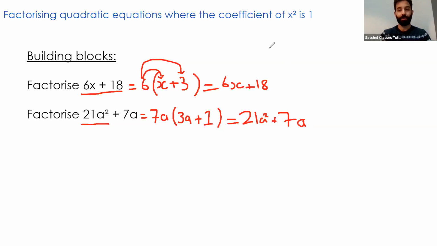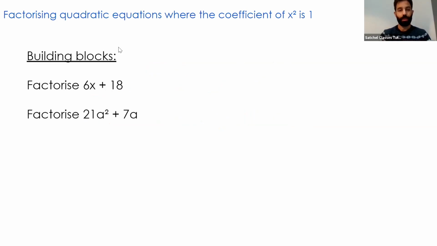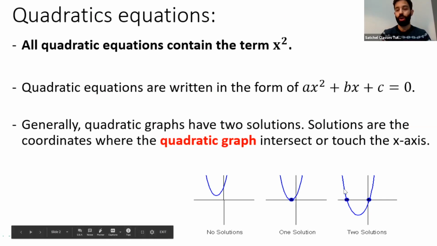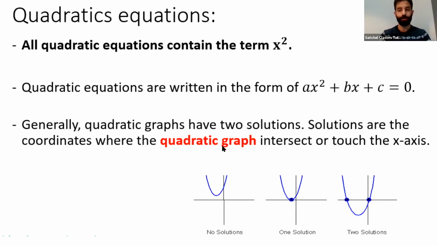Okay, so this is basic factorizing. Now we're going to look at quadratics. So all quadratic equations contain the term x squared. Quadratic equations are written in the form of ax squared plus bx plus c. And generally quadratic graphs have 2 solutions. Now lots of new words here. The word solution just means the point at which a quadratic graph intersects the x-axis. So at the point where y is equal to 0, what are our x values? And this is what we want to find out when we factorize quadratic equations.